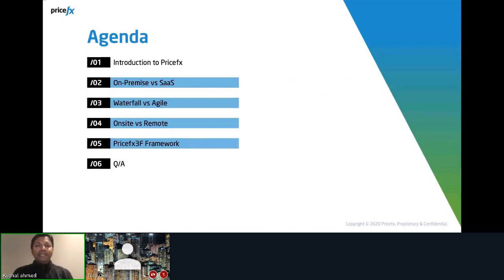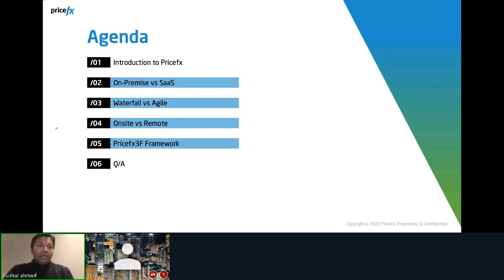Let me present the agenda of this webinar. As you can see, the highlighted portions are going to be the focus of this webinar. First, we will talk about on-premise solution versus SaaS solution. This is going to be a comparative analysis. That's the first component of this webinar.